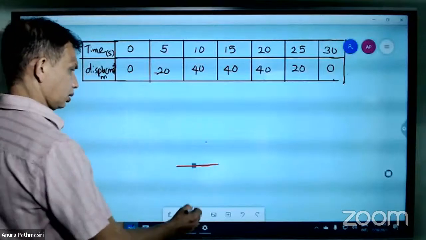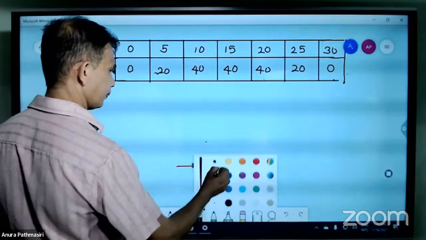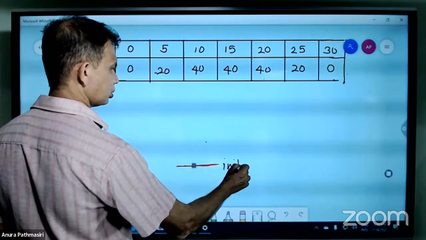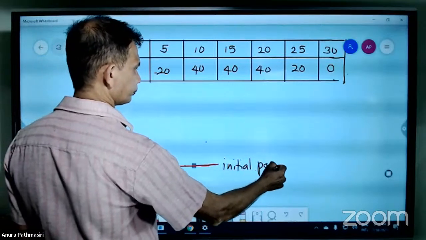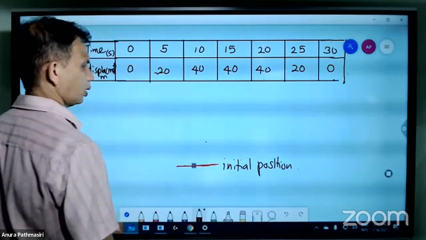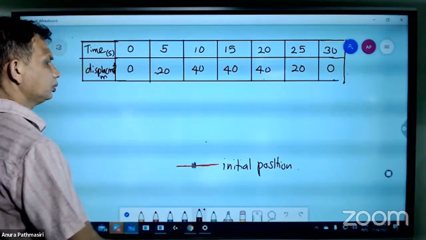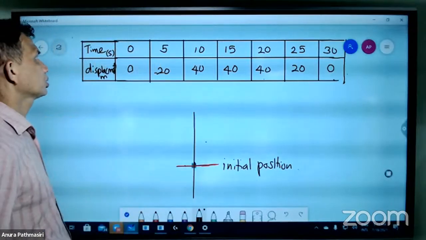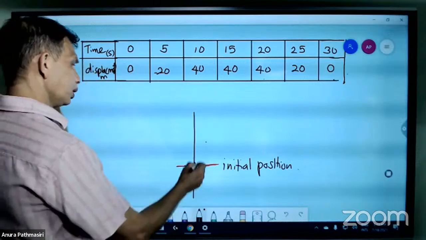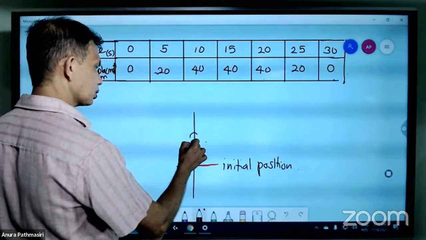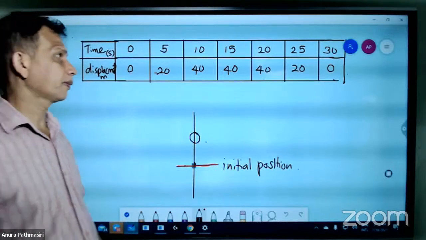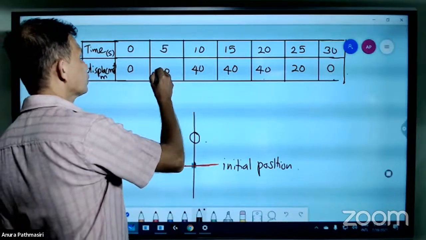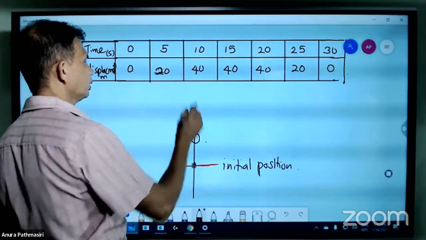You can see, right? Initial position. So if this is the initial position, this says that when the time is 0, displacement is 0. Okay, the object is at the initial position. Then when the time is 5, displacement is 20, not negative 20 meters.